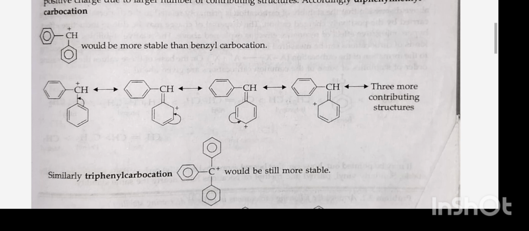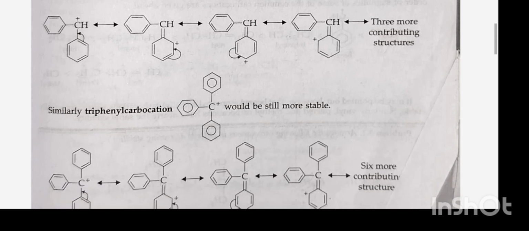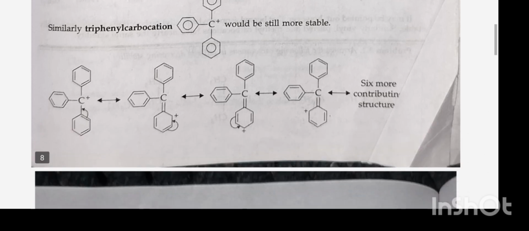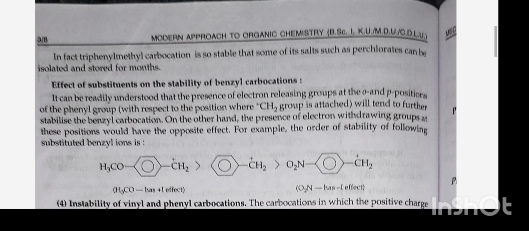3 more contributing structures. Similarly, the triphenyl carbocation would be still more stable, with 6 more contributing structures. In fact, the triphenylmethyl carbocation is so stable that some of its salts, such as perchlorate, can be isolated and stored for months. Effect of substituent on the stability of a benzyl carbocation.